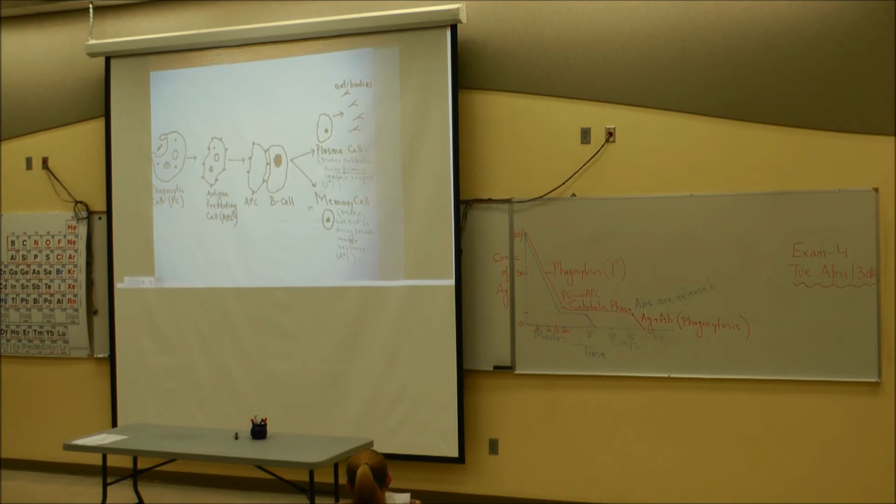If it is T dependent, antigen presenting cell, T helper cell and B cell, all 3 will fuse together to split into 2 types of cells. Instead of only antigen presenting cell and B cell splitting into 2, 3 cells will fuse to split into plasma and memory cell. Okay?